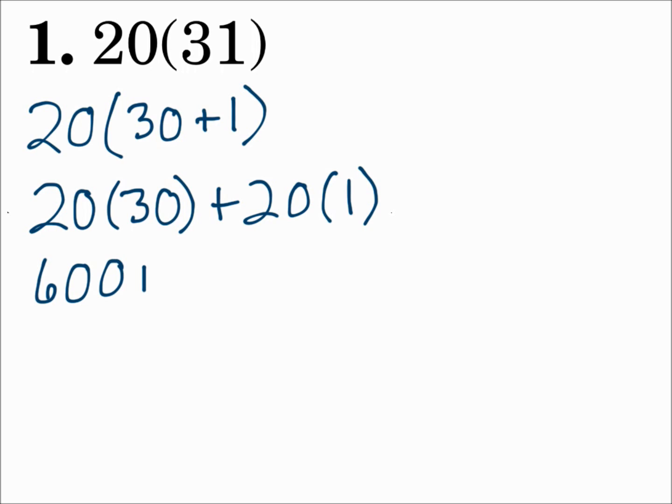20 times 30 is 600. 20 times 1 is 20. Add those together and you get 620. Just remember, the outside number times each inside number.